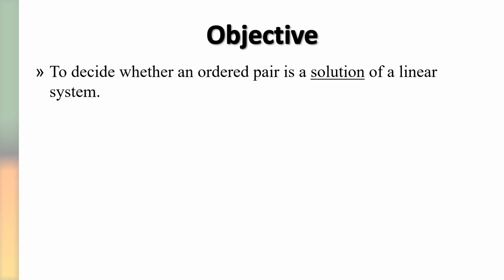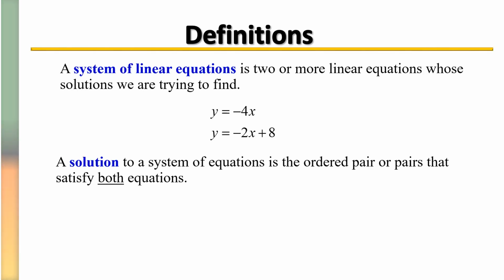Objectives in this lesson is to decide whether an ordered pair is a solution of a linear system. A system of linear equations is two or more linear equations whose solutions we're trying to find. In this lesson, we will work with two linear equations. A solution to a system of equations is the ordered pair or pairs that satisfy both equations.